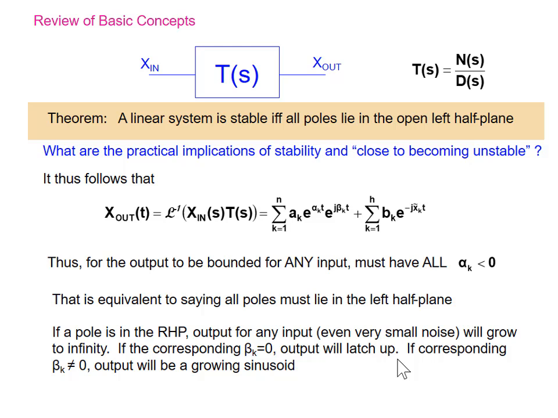So we take the inverse Laplace transform to find the output in the time domain. And all we have to do is sum the outputs of each of the terms in that partial fraction expansion. So the output in the time domain is the inverse Laplace transform of the excitation times T(s). It'll be the sum, k goes from 1 to n, of a_k e^(alpha_k t) e^(j beta_k t). This is the output that's due to the transfer function, plus an output term that's due to the excitation.